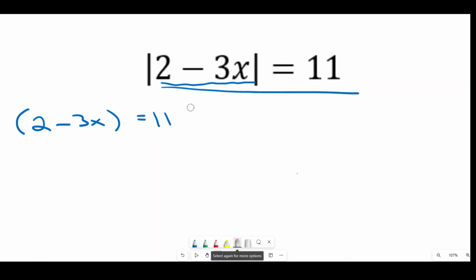But there's always a second option, which is that the math inside this bracket may result in a negative number, in which case the absolute value signs would change that to a positive. And algebraically, if we have a negative, but we want it to be a positive, we could multiply by -1.